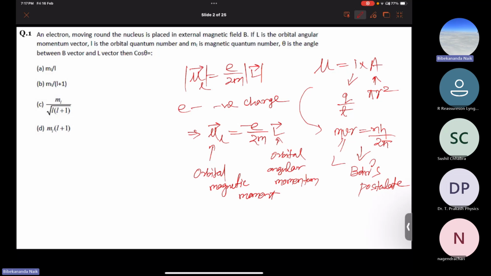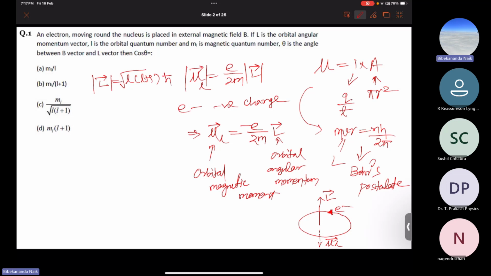So suppose an electron is moving in this orbit. If this is the direction of L vector, then mu L will be in the opposite direction, because the charge of the electron is negative. Then again, from the quantization principle, we know that the magnitude of L vector is root over L into L plus 1, into h cross.